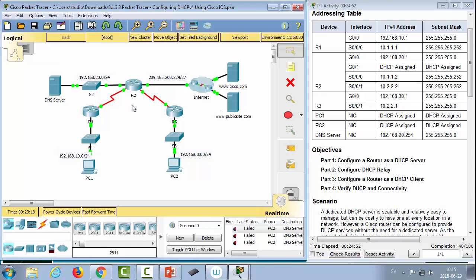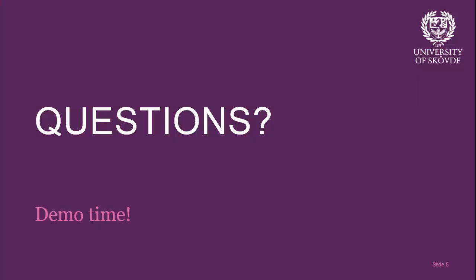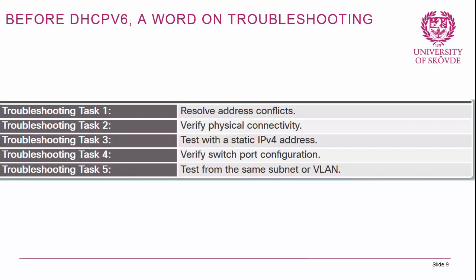And let's end this lecture by going back to the theory, and let's look at how we can do DHCP using IPv6. That's something that we will do just in theory, and you can do the demo if you want to. So we did get a little bit of troubleshooting going here, but before we go to DHCP version 6, let's do a word. So there are some different troubleshooting tasks that you should do when stuff doesn't work.